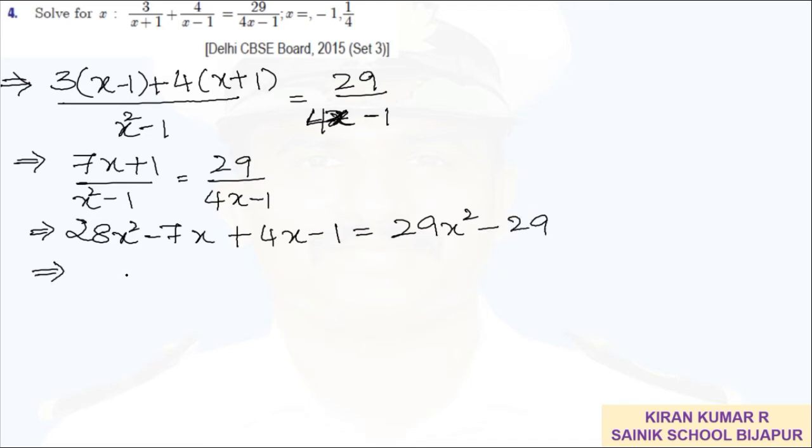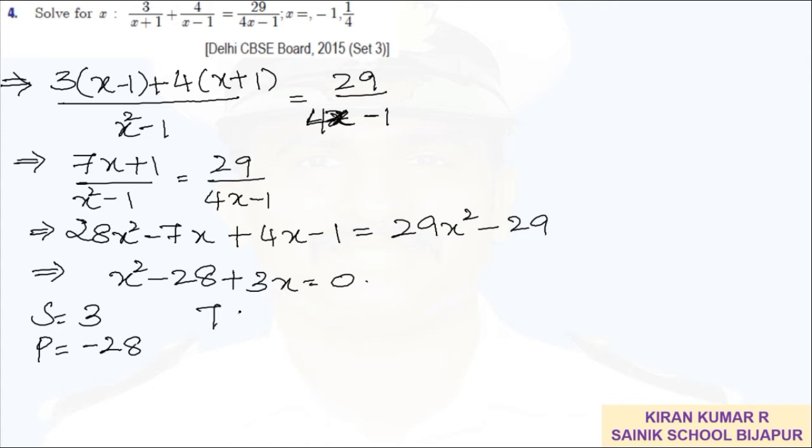On further simplification, we get the equation as x² - 28 + 3x = 0. For this, the sum here is positive 3 and the product here is negative 28. We know 7 times 4 is 28. If you take 7 multiplied by minus 4 and 7 added to minus 4, we would get the required sum and the product.